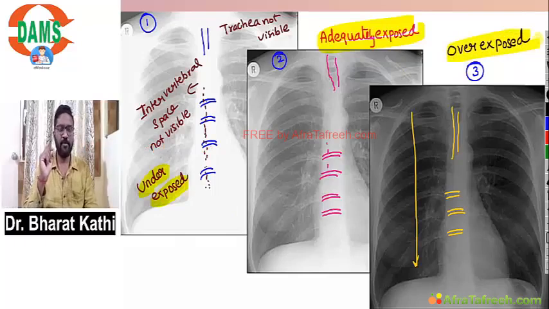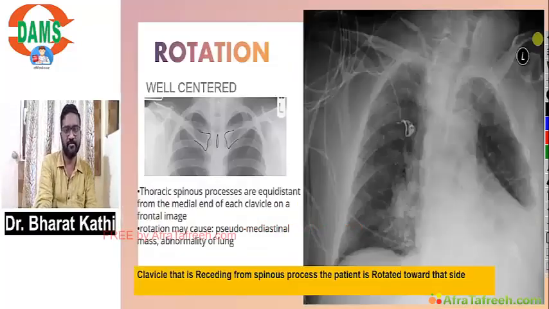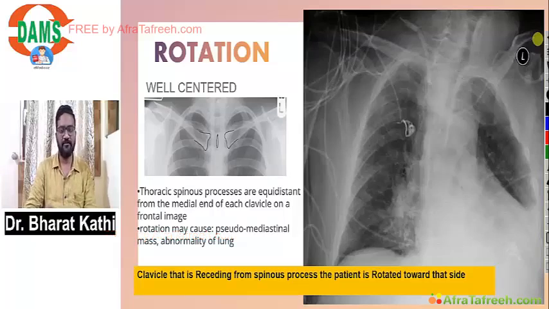So I hope you have understood the parts of a chest X-ray: view, PA view or AP view, and exposure. Underexposed, adequately exposed or normal exposure, or overexposed. Now the difficult part is rotation, because each and every book has a different meaning for rotation. I have taken from a standard chest X-ray book. This should be the guideline.